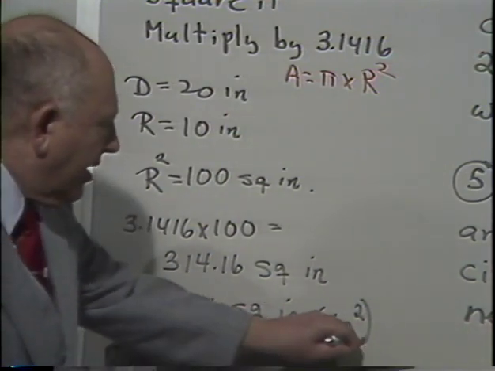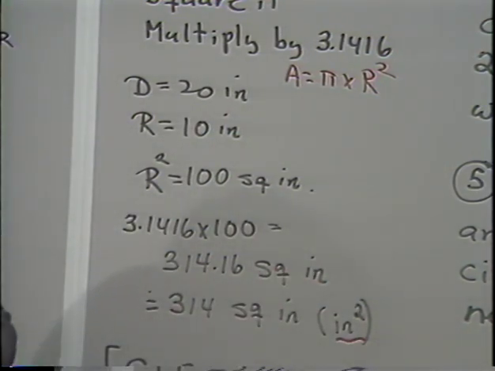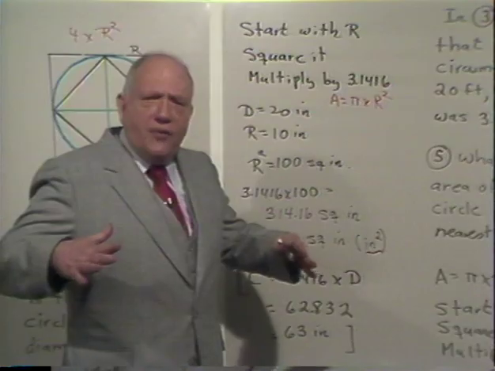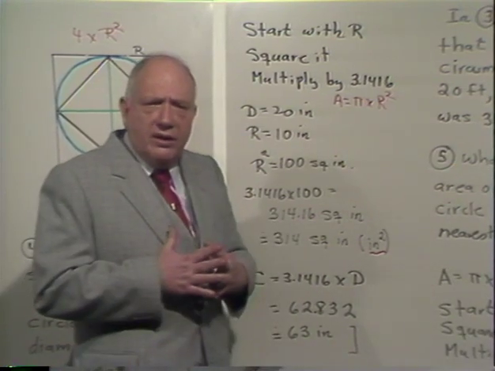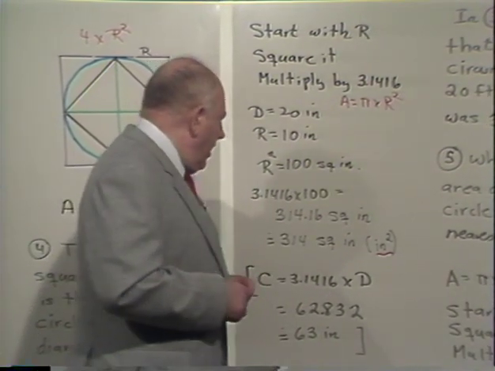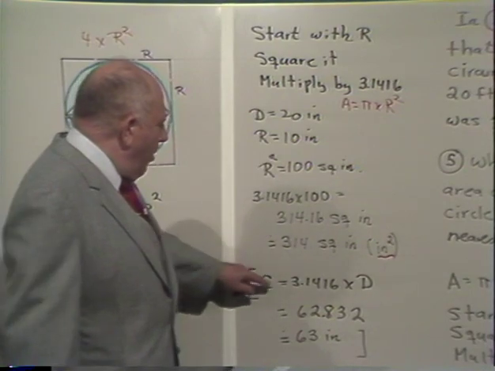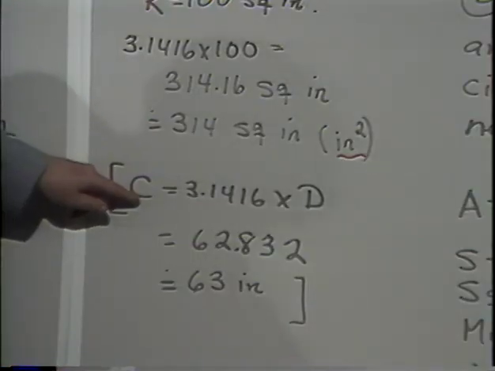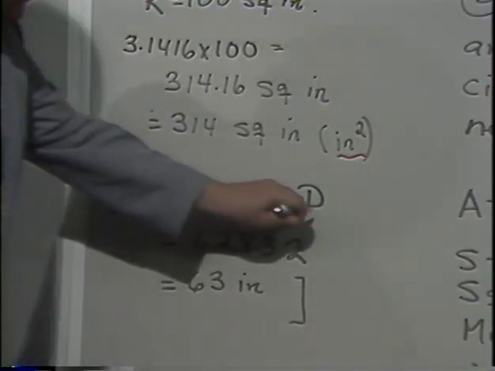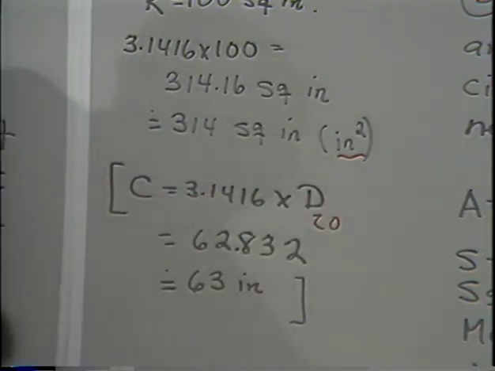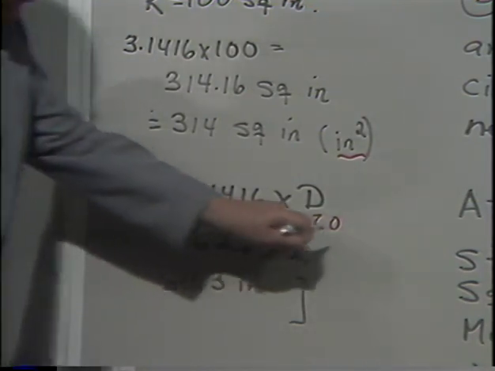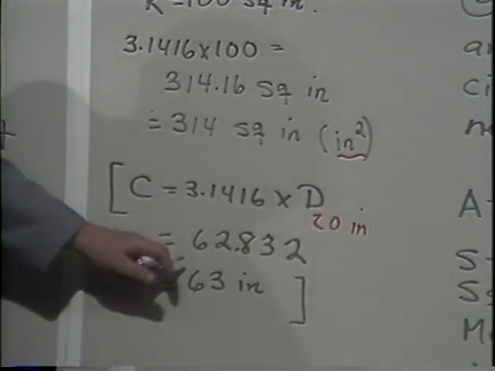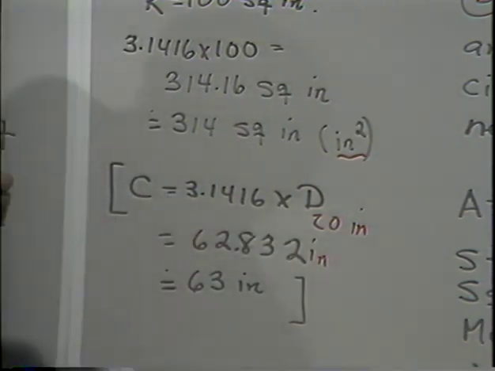And notice how I write this, with that little 2 up here to remind you that you've multiplied inches by inches, and that's supposed to remind you that you're finding the space inside the circle, not the circumference. You see, don't confuse this problem with the problem where you took the diameter, which was 20 inches, and multiplied that by 3.1416. See, if you do that, the answer comes out to be not square inches, but inches.